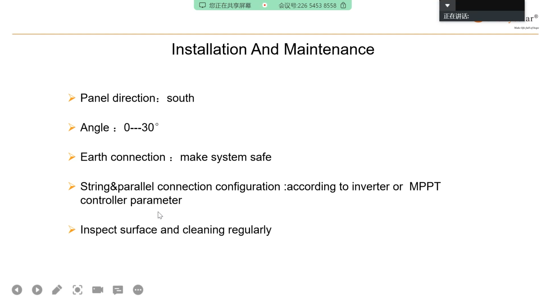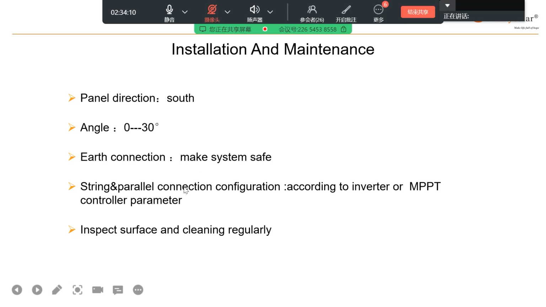Inspect the surface and clean it regularly. Of course, we must keep the surface clean, because if there is too much dust or any shadow or other things on the surface of the panels, it will affect the generation.